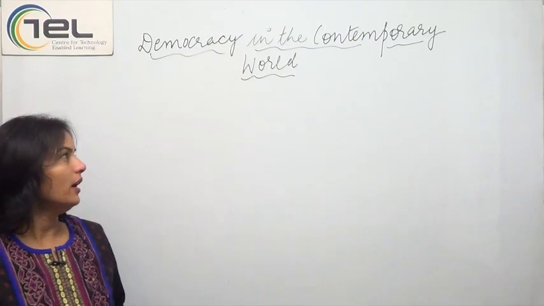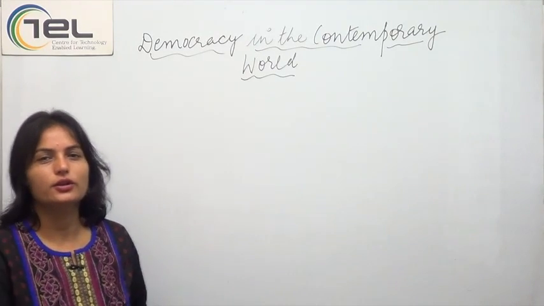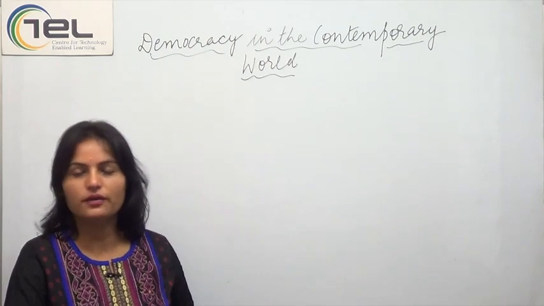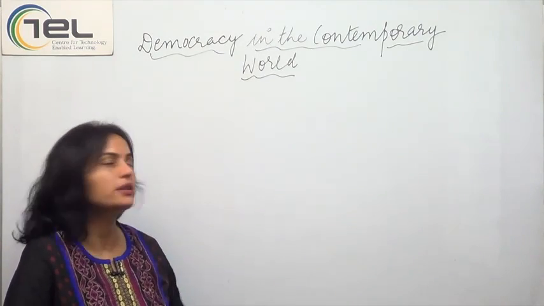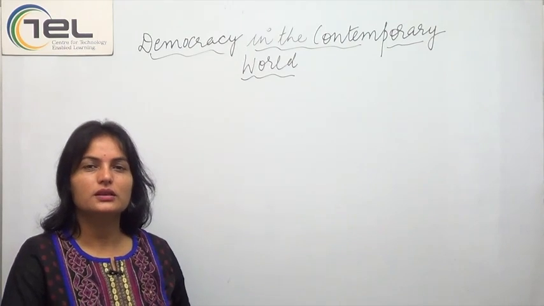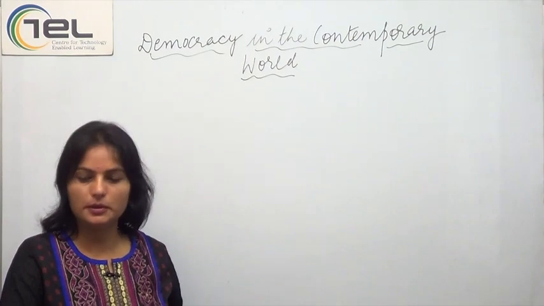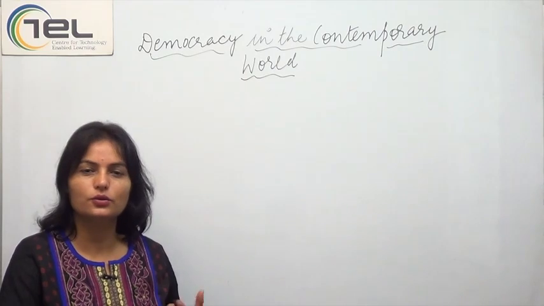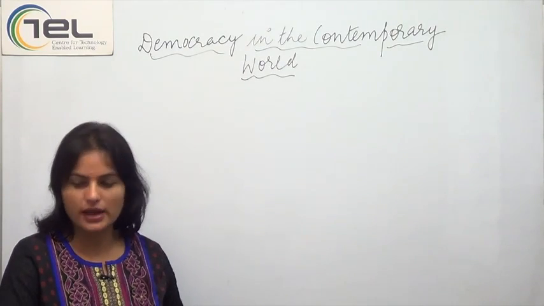Hi, under political science, that is civics, today we will start the very first chapter, that is democracy in the contemporary world. Democracy, as you know, is the rule of the people, by the people and for the people, but this rule by the people was not an easy transition.